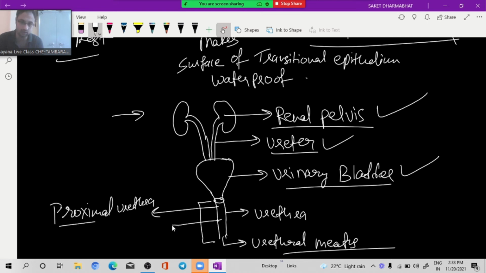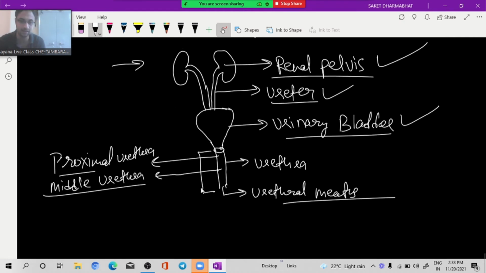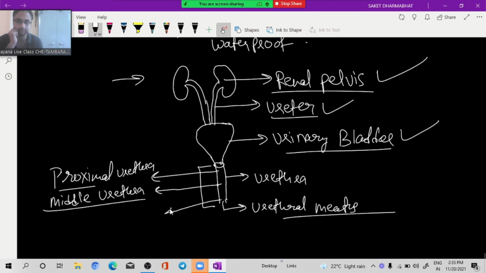This part of the urethra is called as what? Middle urethra. And this last part is called as what? Distal urethra.